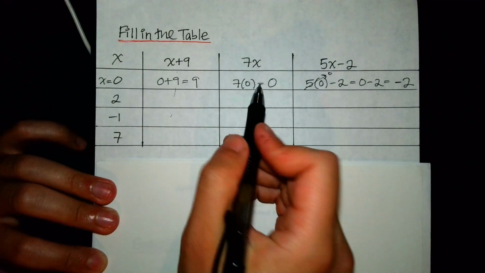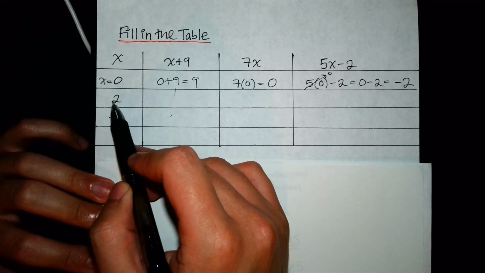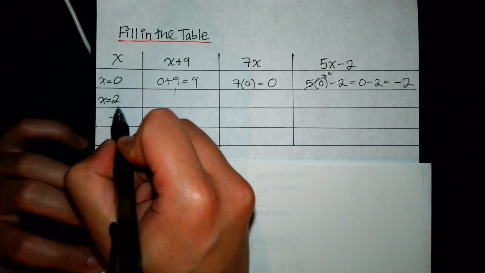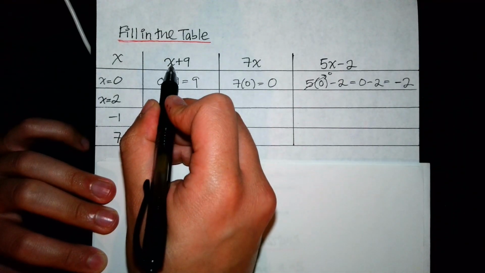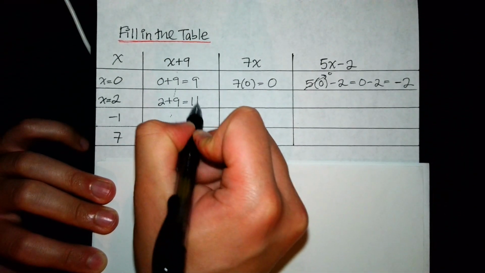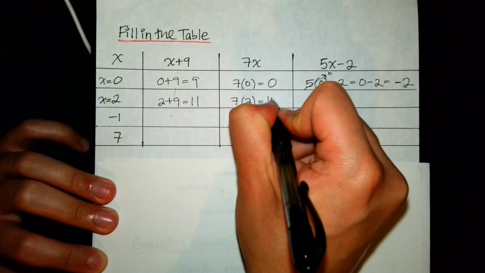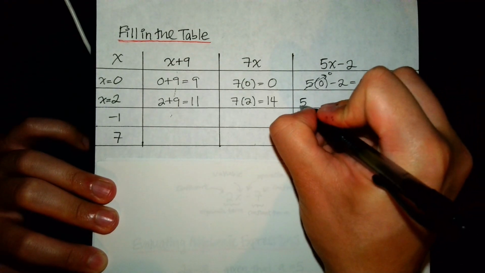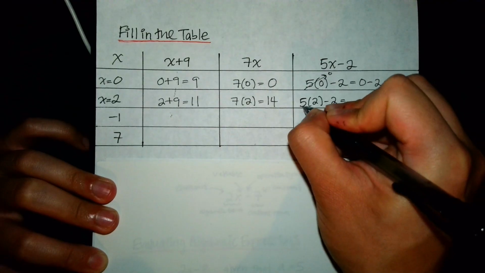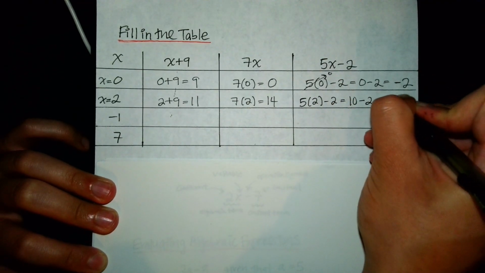Okay, let's move on to the next row. Now this variable has changed, right? X is now equal to 2. We're going to replace x with 2. So it's going to be 2 plus 9 equals 11. 7 times 2 is equal to 14. 5 times 2 minus 2. We know that 5 times 2 is 10. We subtract 2. That gives us 8.